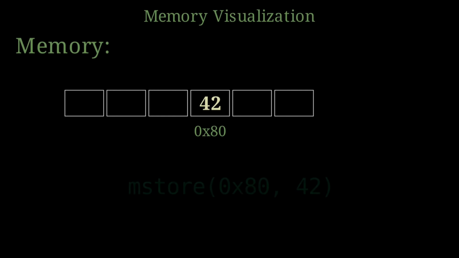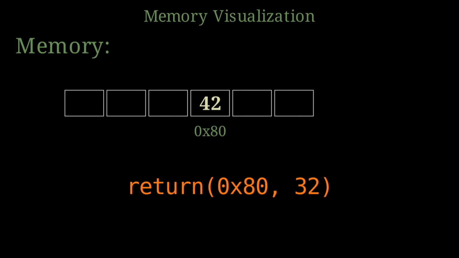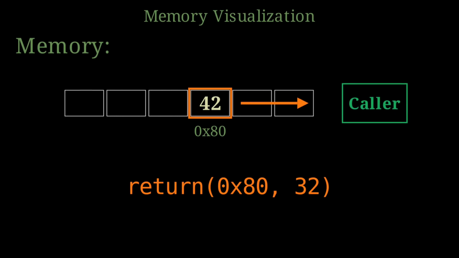Now comes the return operation. Return takes the offset and size from the stack. It highlights the memory region we're returning, in this case, 32 bytes starting at 0x80. And this data flows back to the caller. The caller receives the 32-byte value containing 42. This is how all data gets returned from function calls in the EVM.